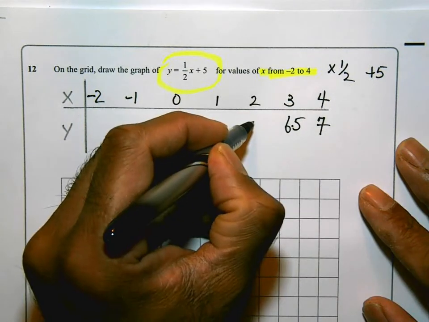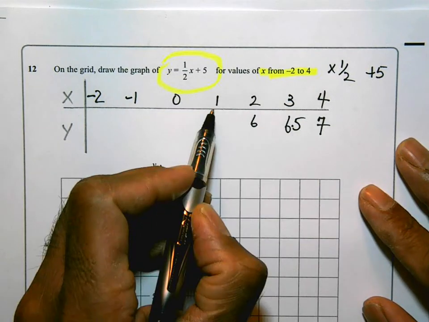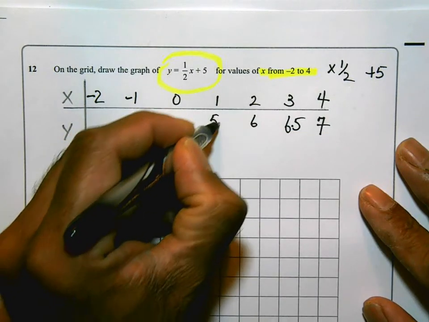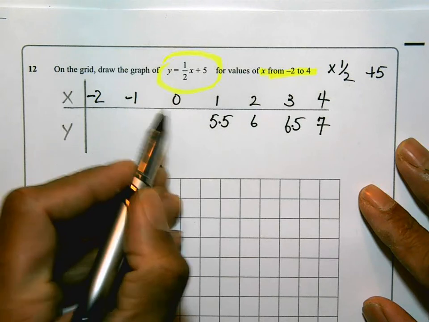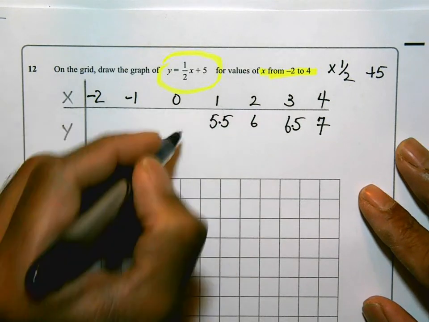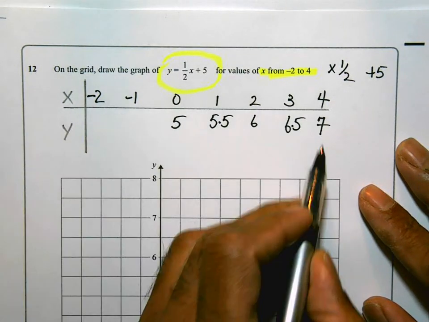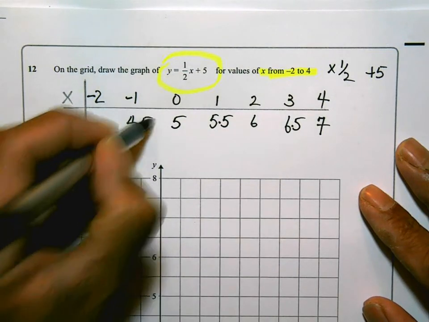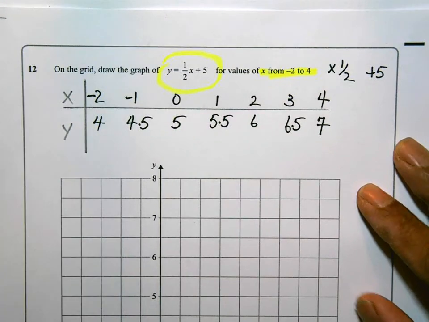A half of 1 is 0.5. 0.5 plus 5 is 5.5. A half of 0 is 0. Plus 5 is 5. Now you could actually see a pattern here. The next one's going to be 4.5, and then finally that is going to be 4. We could have actually spotted that pattern a lot earlier.